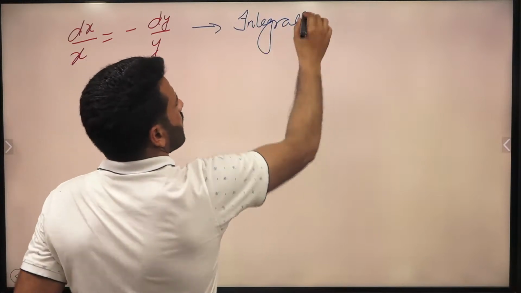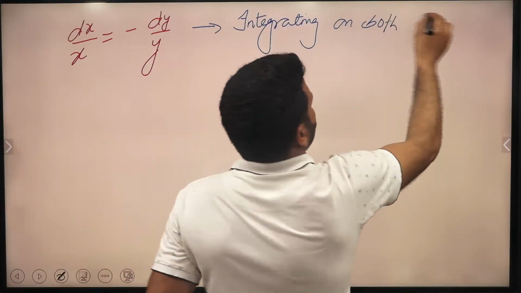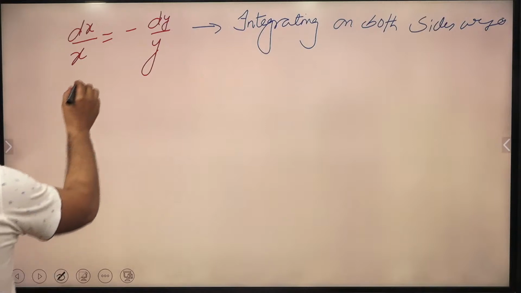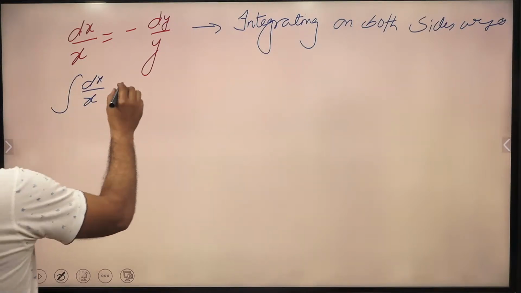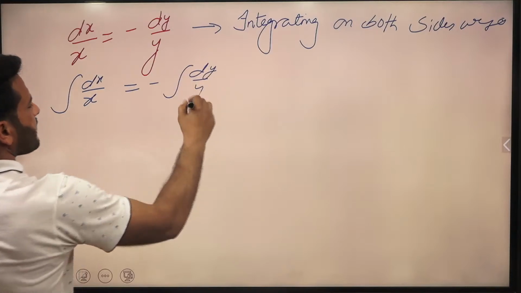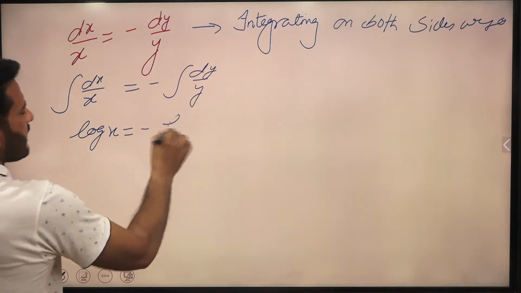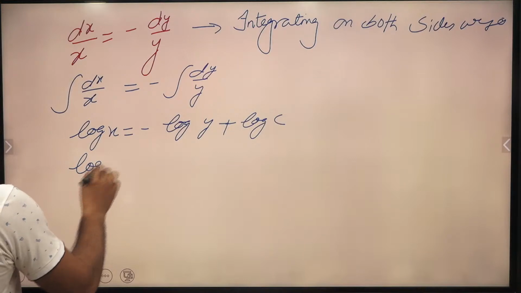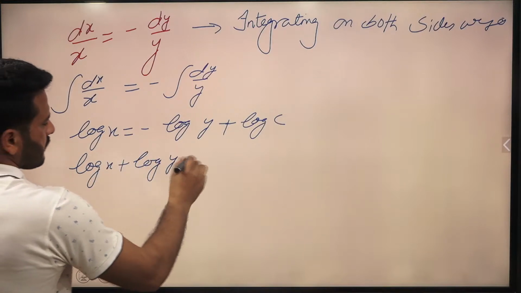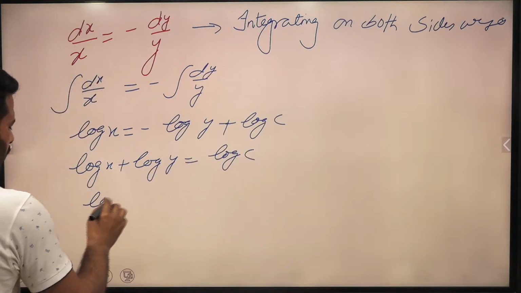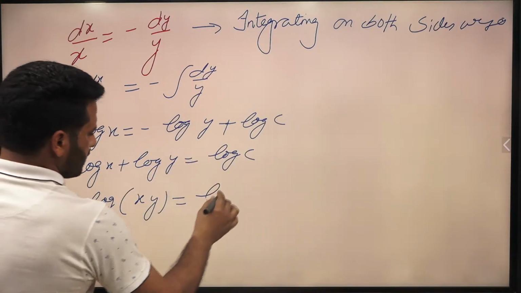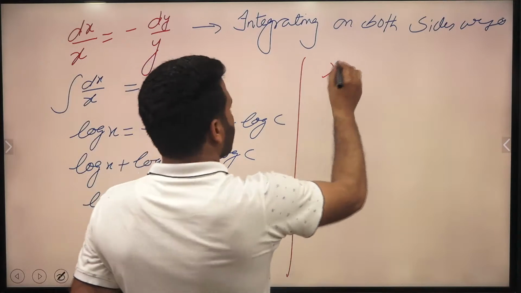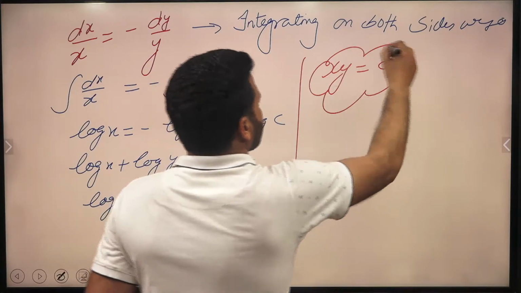Integrating on both sides, we get, just do the integration. So dx upon x equals minus dy upon y. It is coming to be log x equals minus log y plus the constant of integration, log c. So this minus term on the left-hand side becomes positive. So log x plus log y equals log c. Log m into n is nothing but log m plus log n. So the logs will cancel out each other. So no need to cancel, although it is understood. So we are getting xy equal to c.